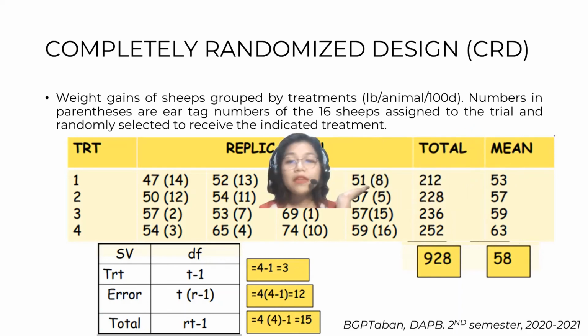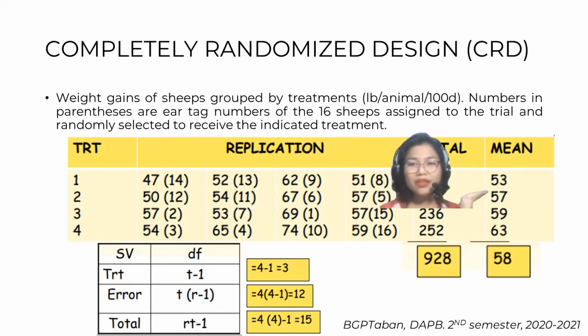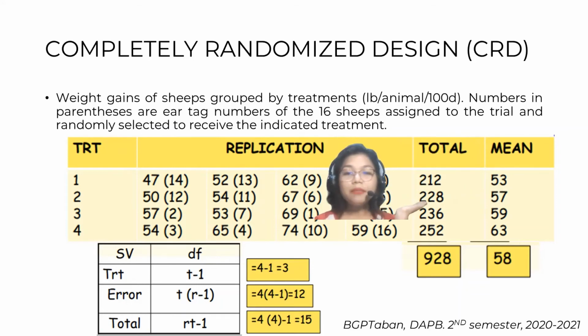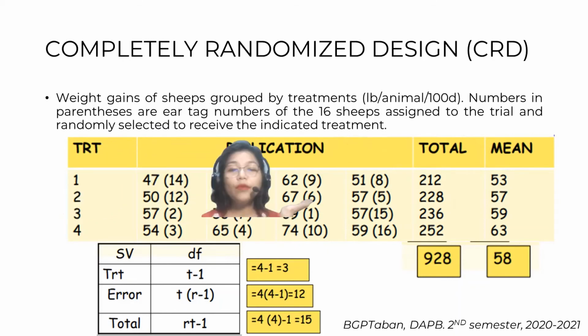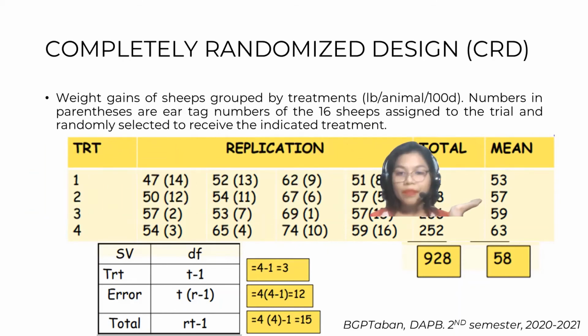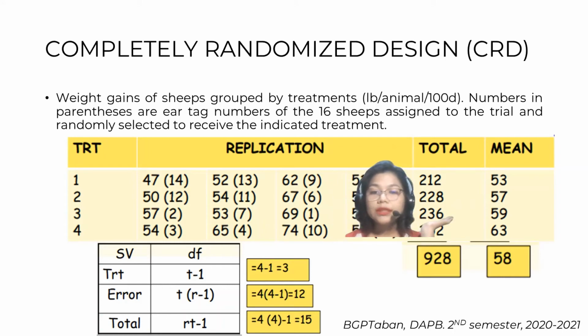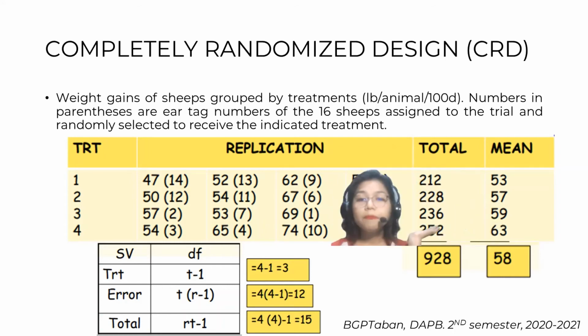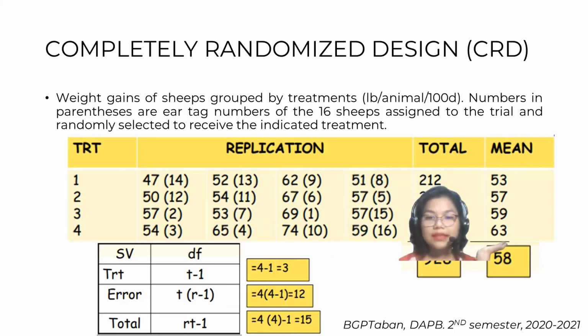So, ilang replications ba? 4. 1, 2, 3, 4. So, i-divide po natin yung 212 sa 4. The result is 53. I-divide din po natin yung 228 sa 4. Bakit po 4 ulit? Kasi meron po tayong 4 replications sa treatment 2. The answer is 57. The same is true with treatment 3 kasi po 4 din po yung ating replication sa treatment 3. So, i-divide po natin yung 236 sa 4. Ang answer po ay 59. I-divide din po natin yung 252 sa 4. The answer din po is 63.